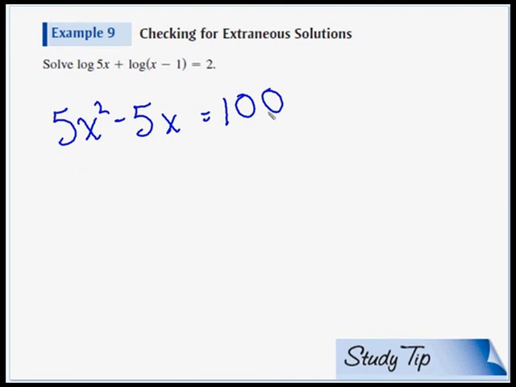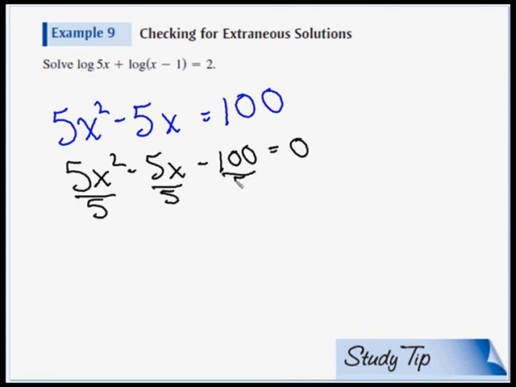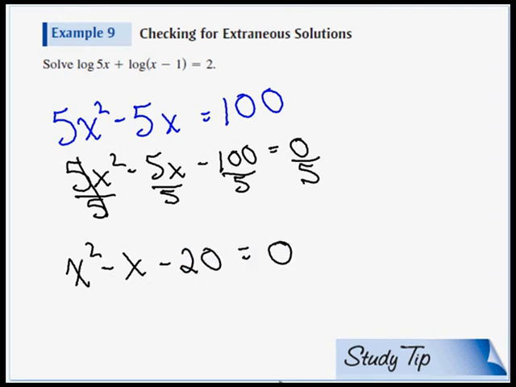So I'm going to subtract that 100 from each side. 5x squared minus 5x minus 100 equals 0. And then let's divide everything by 5. Every term gets divided by 5, even the 0. So we're left with x squared minus x minus 100 divided by 5, which is 20, equals 0.